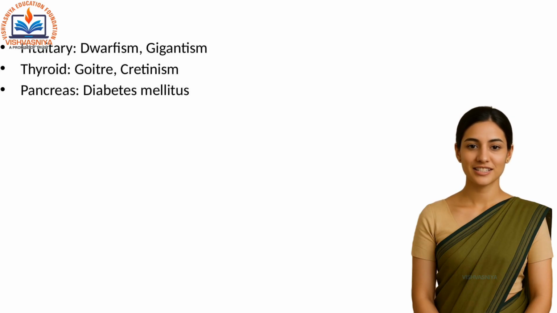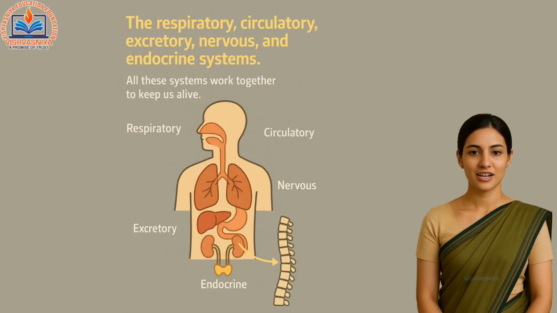Conclusion. So students, we studied digestive, respiratory, circulatory, excretory, nervous and endocrine systems. All these systems work together to keep us alive. In our next class, we will solve exam-based questions.